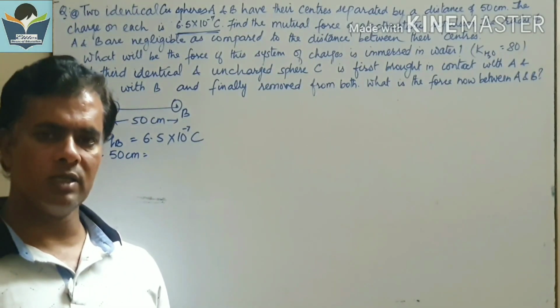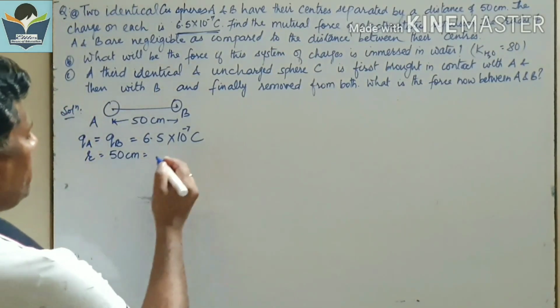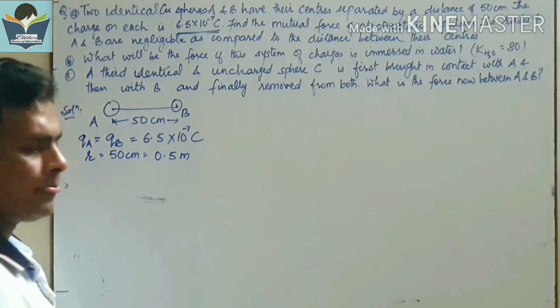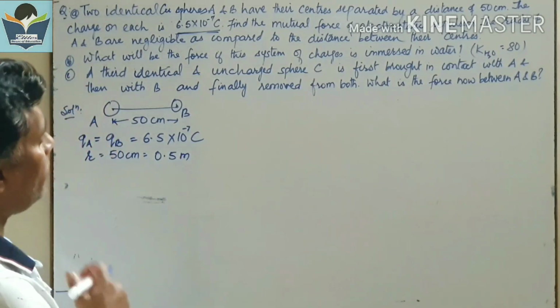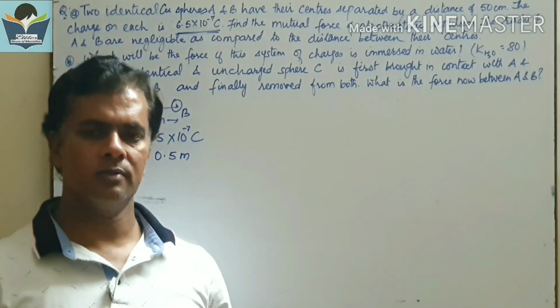We have to convert this distance from CGS into SI. So we divide centimeter by 100, and it comes out to be 0.5 meter, the distance between their centers. Now, what we have to find out? The force between the two spheres.